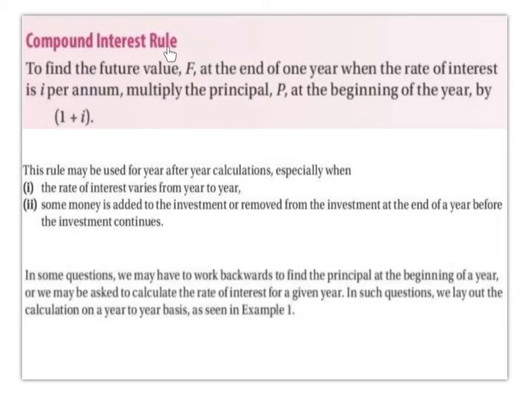Compound interest rule. To find the future value F at the end of 1 year, when the rate of interest is I per annum, per year, multiply the principal P at the beginning of the year by 1 plus I. This rule may be used for year after year calculations, especially when the rate of interest varies from year to year, or some money is added to the investment or removed from the investment at the end of a year before the investment continues.